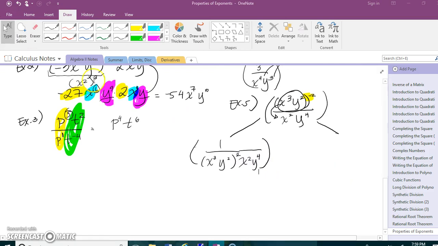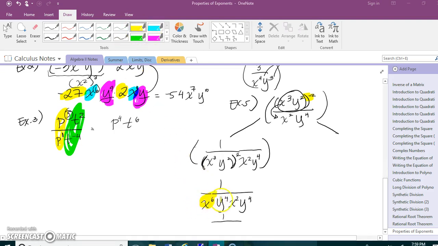Now, what I would do is work my way from the inside out. So let's take care of this set of parentheses first. So I have 1 over x cubed squared, you multiply. That'd be x to the 6th. Y squared squared would be y to the 4th. And these two are still here waiting their turn. And now you're ready to use them.